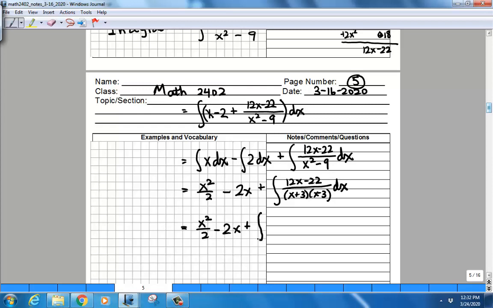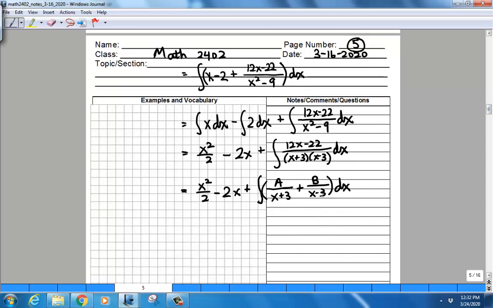So let's try to break that integrand into 2 partial fractions. One of them will be A over x plus 3, right? And the second one, let's write that as B over x minus 3, right? And I just have to figure out now what is the A, and what is the B, correct?